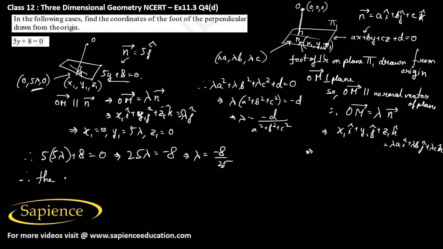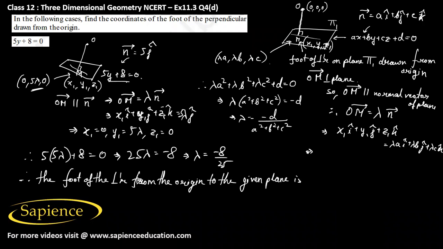Therefore the required foot of the perpendicular from the origin to the given plane is nothing but 0, 5 lambda, which is minus 8 by 5. So it is 0, minus 8 by 5, 0. So this is the final answer.